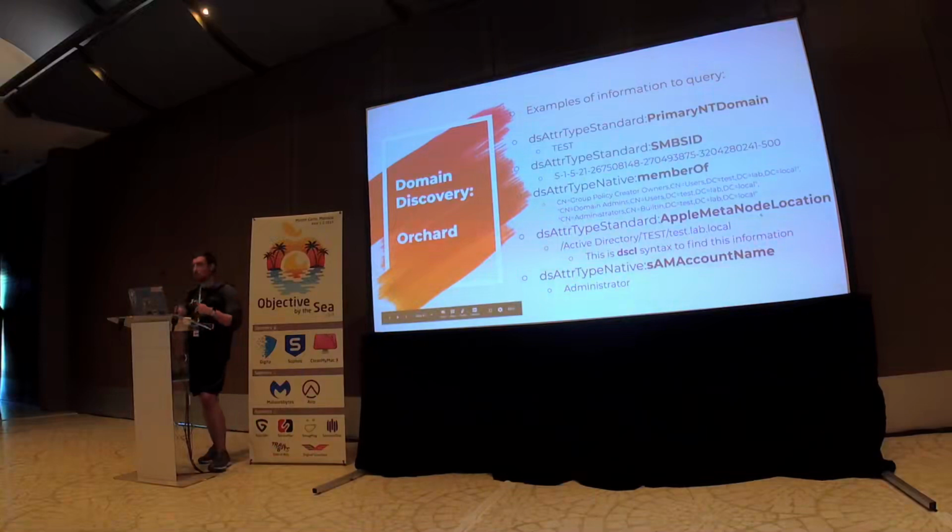If you're using DSCL, you'll have to query things like Active Directory / the NetBIOS name of the domain /, and then if you want to get more specific inside of your forest, you can specify the fully qualified domain name of whatever subdomain you're trying to access. So this Apple meta node location is giving you that full path of where it's pulling this information from. Kind of handy if you're trying to mix the two or you're trying to get extra information.